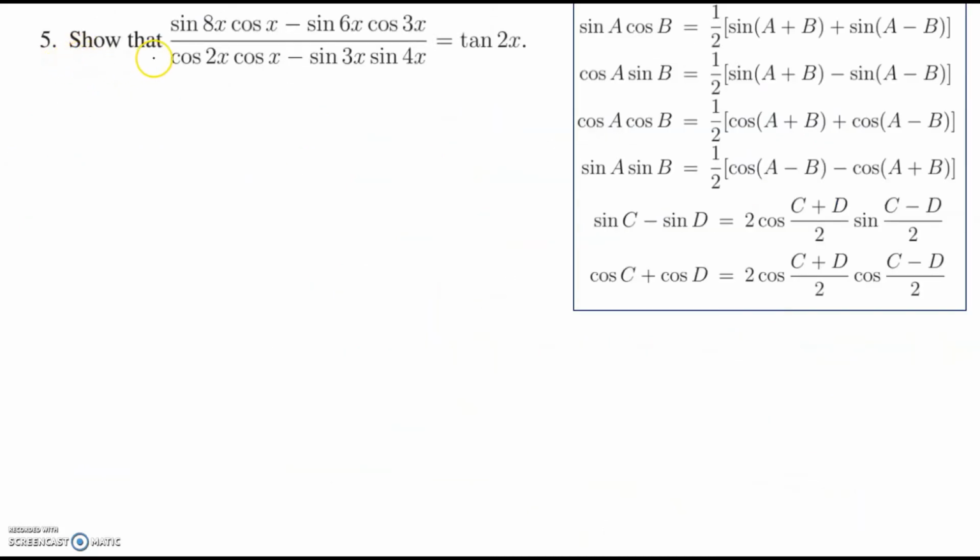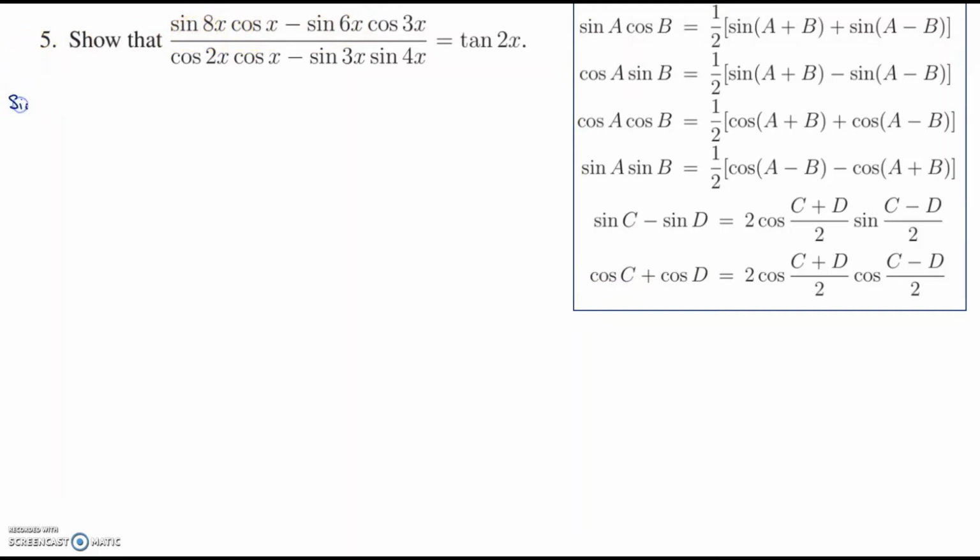Question number 5. Show that (sine 8x cos x minus sine 6x cos 3x) divided by (cos 2x cos x minus sine 3x sine 4x) is equal to tan 2x. The formulas that we'll be using are these 6 formulas. So let's take each expression from the left hand side. So let's first take sine 8x cos x.